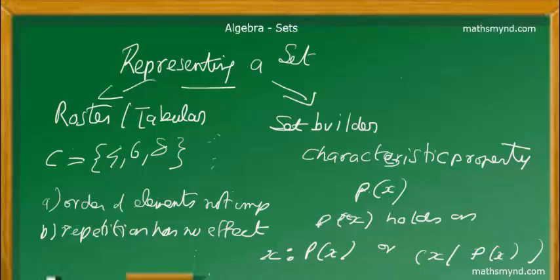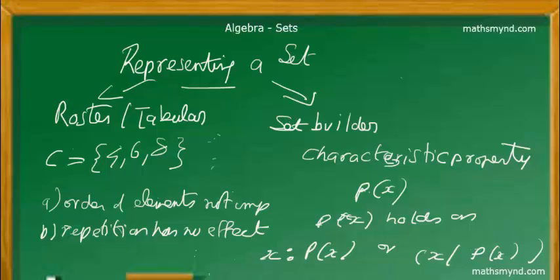Now, a very important point one has to note here is that the order of the elements is not important, in the sense that here it's written 4, 6, 8. If you write 8, 6, 4, there is nothing wrong in the representation. And more than that, the second point is that repetition has no effect, in the sense that if you write 4, 4, 6, 8, when we consider the elements, only 4, 6, and 8 is considered. We don't take the repetition of 4 into consideration. That's quite important. So the order of the elements is not important, and also repetition has no effect.